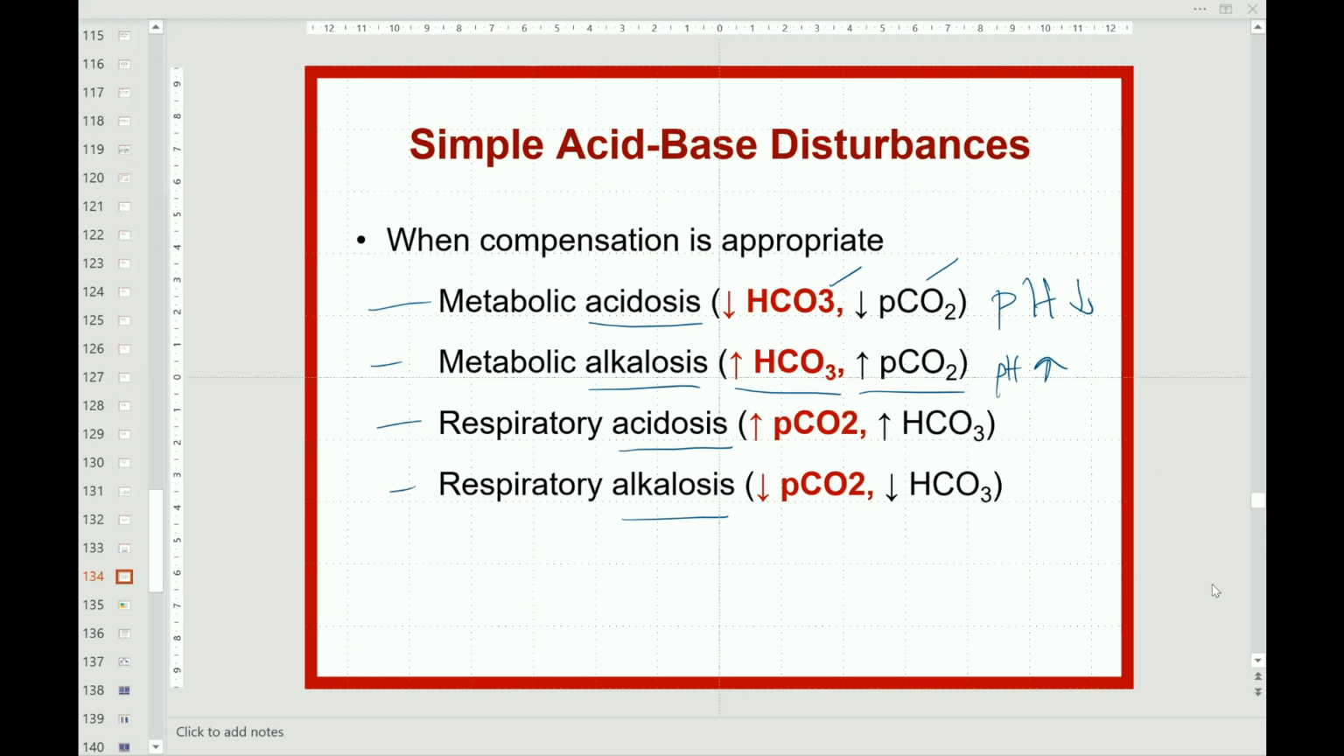This is what is called ROMS. In that we have the MS part: metabolic, same side. Respiratory: when the pH is low, in acidosis, the PCO2, the primary variable, is up, and so is the secondary variable. And the pH is up in alkalosis, the PCO2 is down and the bicarbonate, the secondary variable, also is down. This is understood. Respiratory opposite side, metabolic same side.